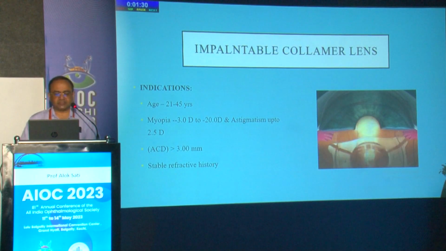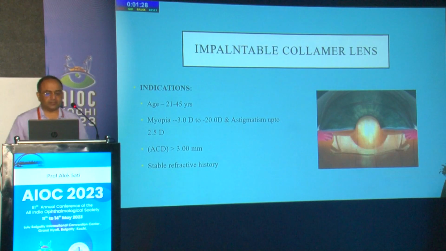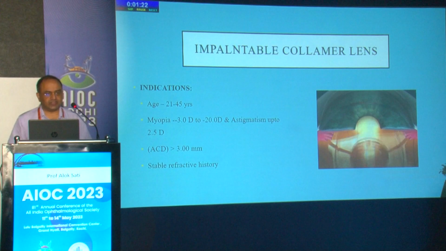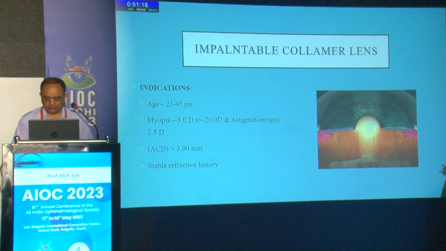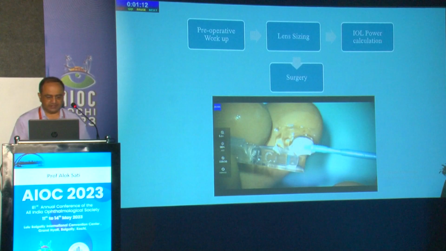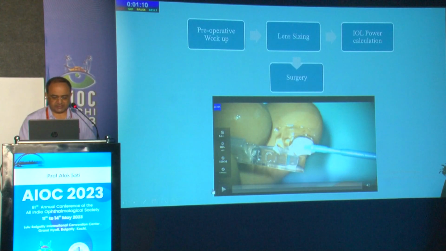Now, the other procedure that we do at our center is implantable collamer lens, where we normally do it, though we can do it even in the patients who are indicated for the smile, but normally we resort to those patients who are not fit for the smile. And we have a very strict preoperative protocol like the smile, and the procedure is this.